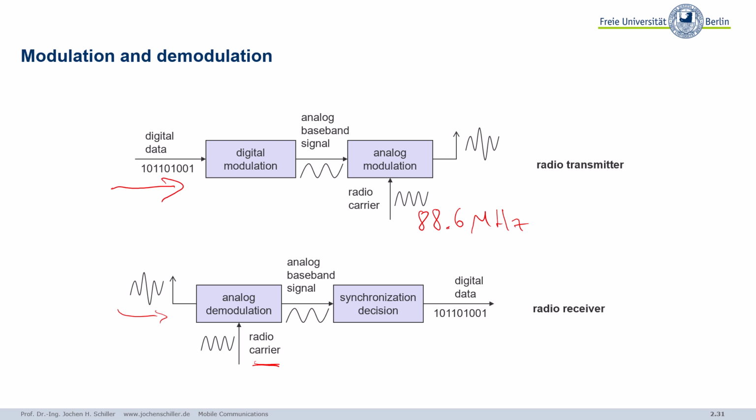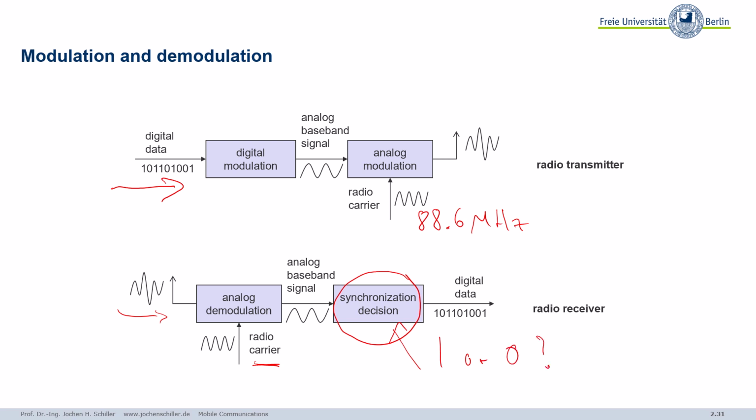And then based on this baseband signal, which is not at all an ideal, super nice signal, but with a lot of interference, you have to synchronize. So where are my bits? Where do they start? Where do they end? We will learn some technologies for that. And then you have to decide. Decision, that means 1 or 0.